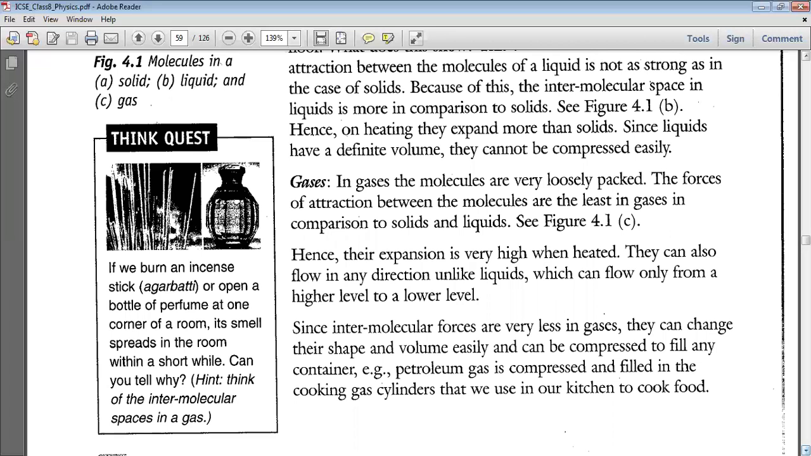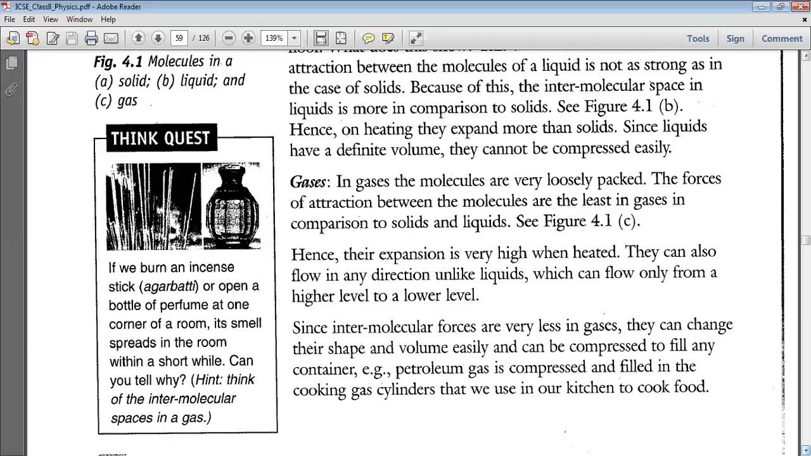Okay. Now coming to gases. Now in case of gases, the molecules are very loosely packed. As you know, the force of attraction is very weak and the molecules drift apart here and there. And the mobility of the molecules is the highest in case of gases. This means that the intermolecular force of attraction is very weak in case of gases, weaker than liquids, and hence they can move very easily. For example, petroleum gas, the LPG, the liquefied petroleum gas, is compressed and fitted inside the cooking gas cylinders, which we use in the kitchen to cook our food.